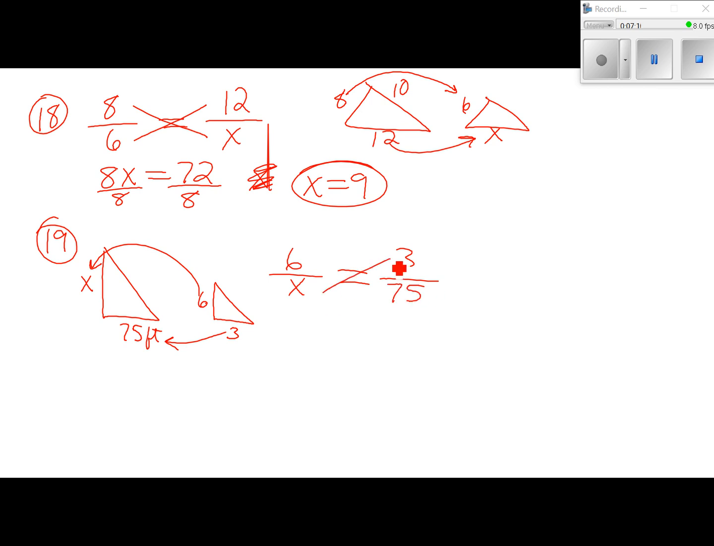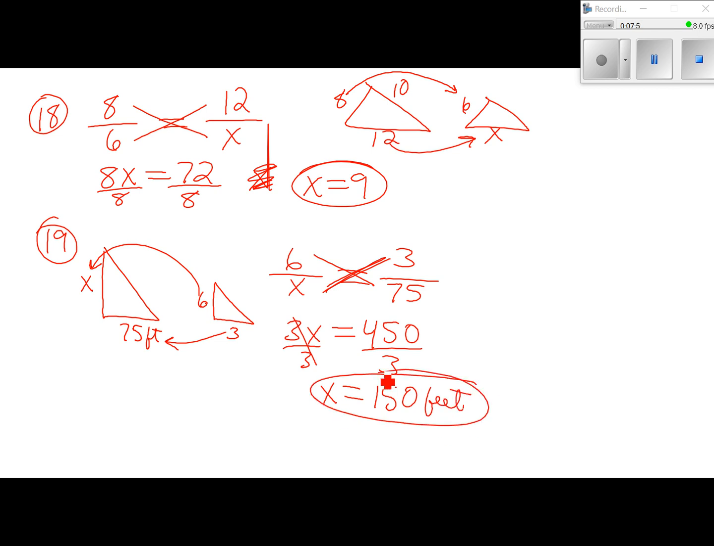We cross multiply, and again, it doesn't matter which cross multiplication you do first. This is 3x. 6 times 75, grab your calculator. You end up with 450. Divide both sides by 3. End up with X equals 450 divided by 3 is 150, and that's the height of the statue that we're looking at. Well, all our units were in feet, so it's 150 feet tall.